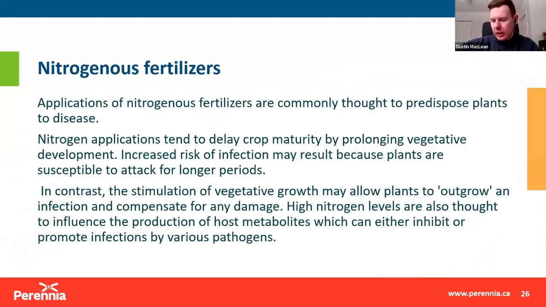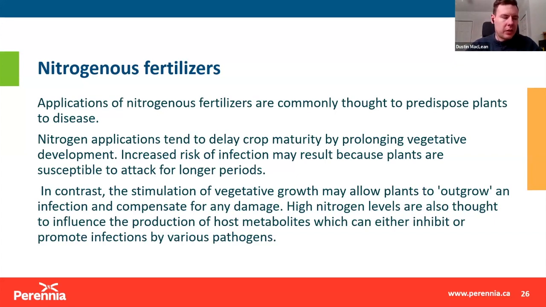So nitrogenous fertilizers. The application of nitrogenous fertilizers is commonly thought to predispose plants to disease. Nitrogen applications tend to delay crop maturity, like I said, by prolonging vegetative development, which can increase the risk of infection. In contrast, the stimulation of vegetative growth may allow plants to outgrow an infection and compensate for any damage as well. High nitrogen levels are also thought to influence the production of host metabolites, which can either inhibit or promote infections by various pathogens.